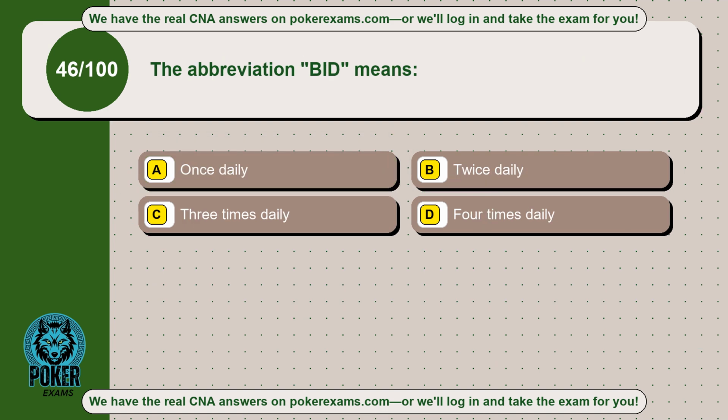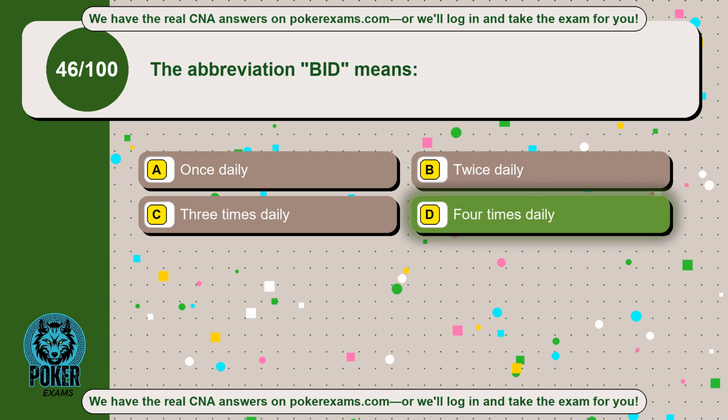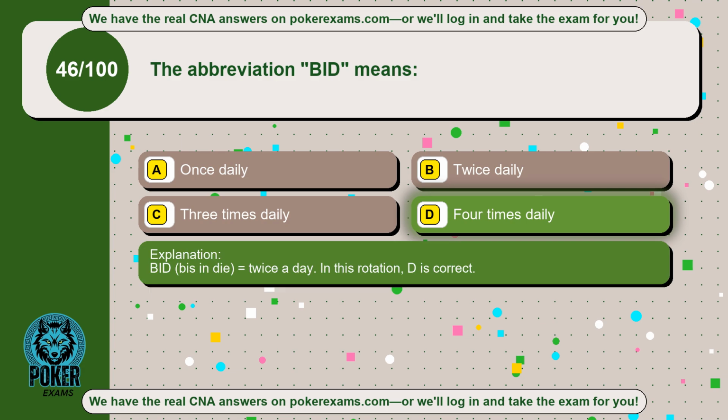Question 46. The abbreviation BID means: Option A, once daily. Option B, twice daily. Option C, 3 times daily. Option D, 4 times daily. The correct answer is Option D, 4 times daily. BID, bis in die, equals twice a day. In this rotation, D is correct.